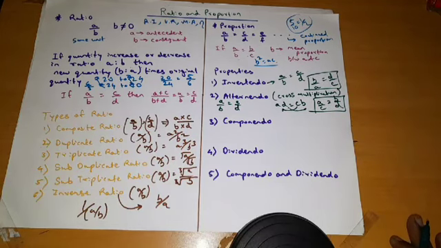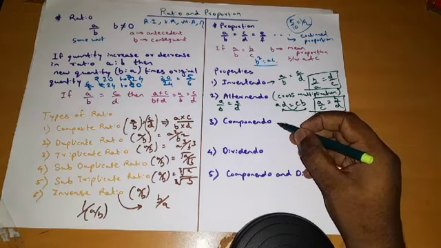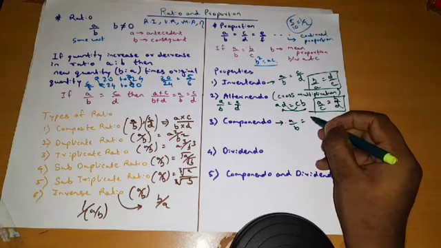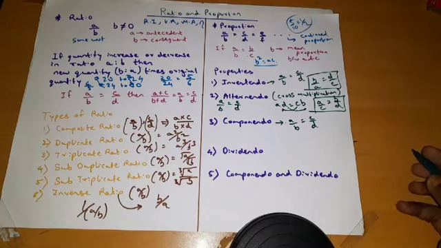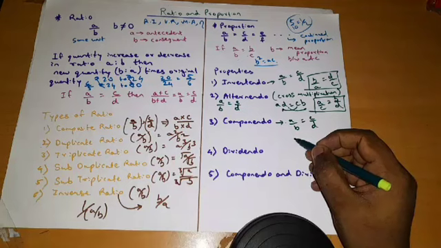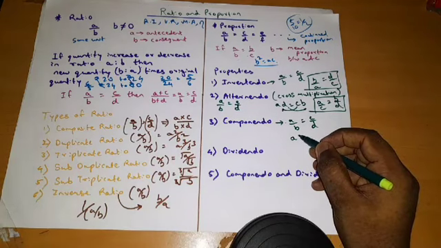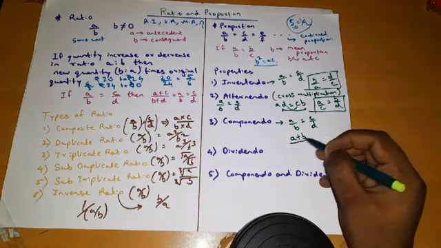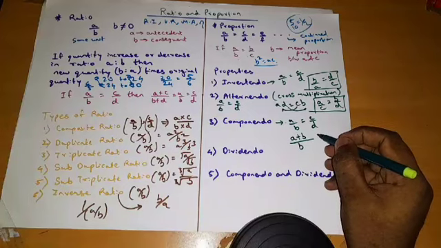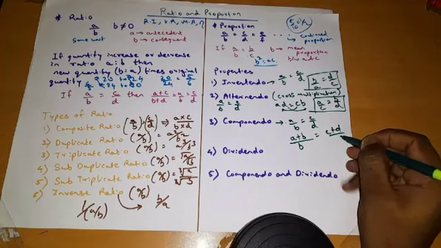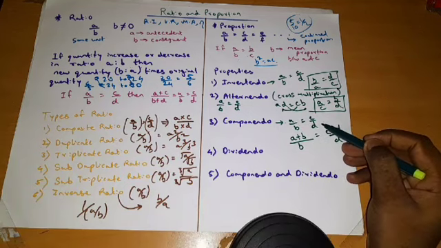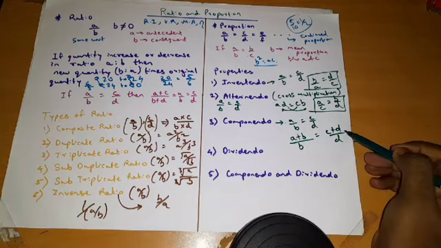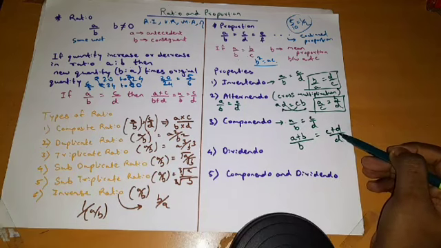Now the third term is componendo. What is componendo? If a ratio A upon B is equal to C upon D, two ratios in proportion, then it's the componendo rule. If we apply componendo, then the sum of numerator and denominator goes in the numerator upon the denominator on both sides: A plus B upon B is equal to C plus D upon D.